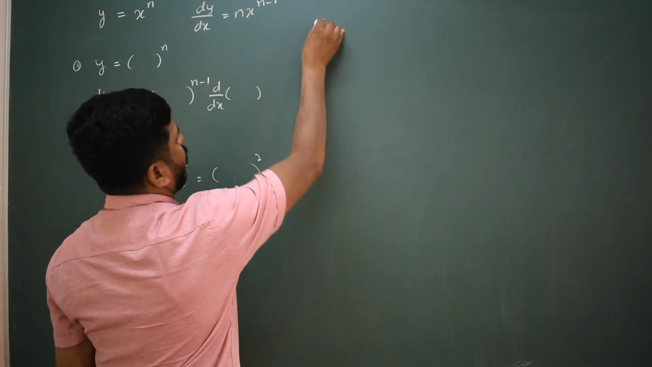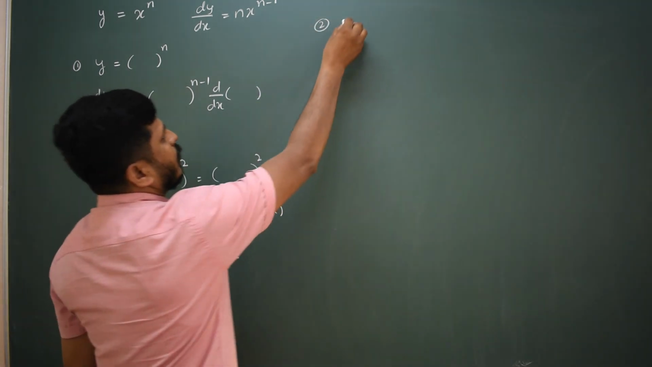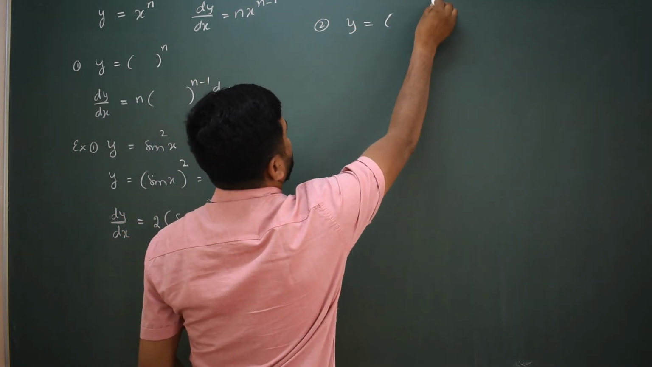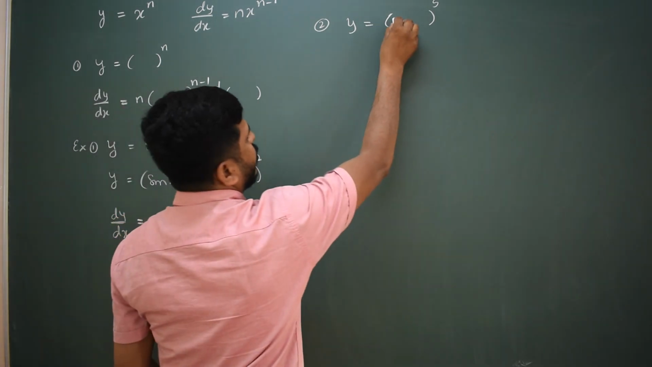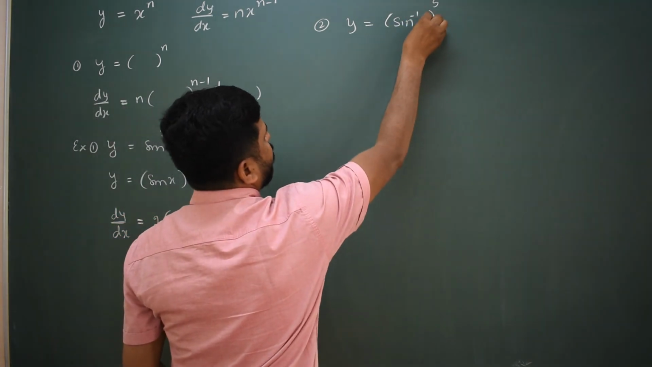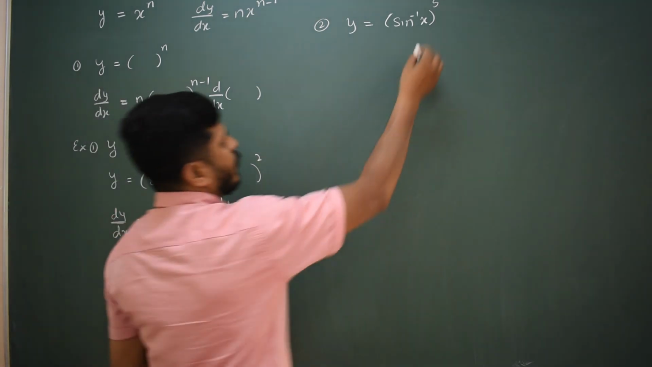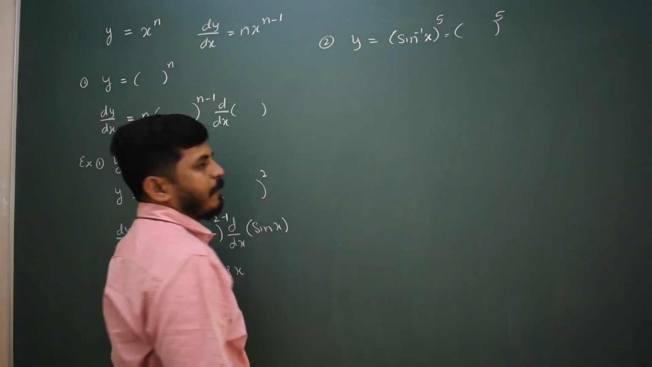Similarly, one more example I will take. This is example number 1. That is y is equal to something raised to, say, 5. I will take some function, that is sin inverse x. Sin inverse x raised to 5. How to read this one? Something raised to 5. Like this we have to read.